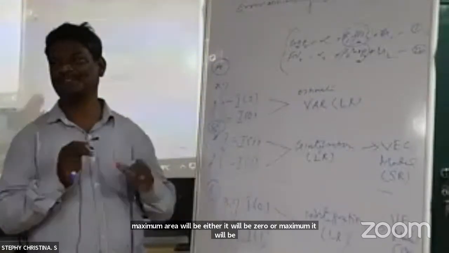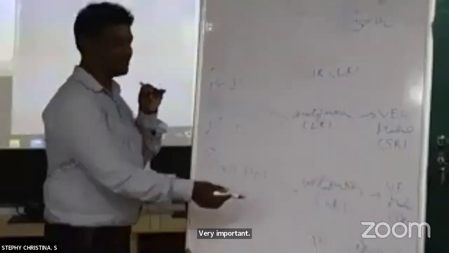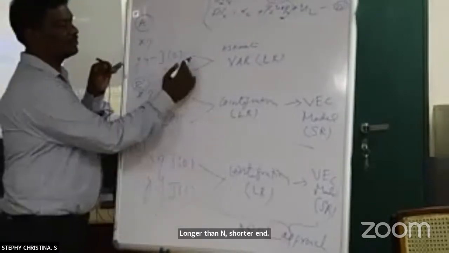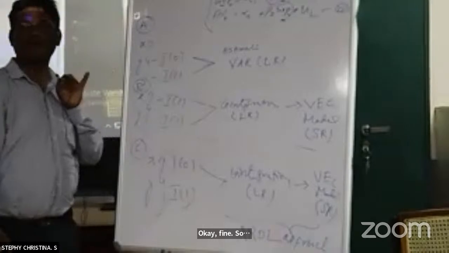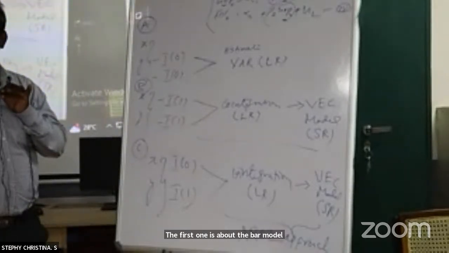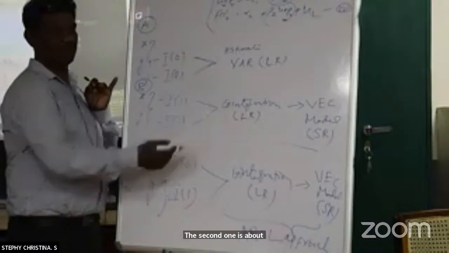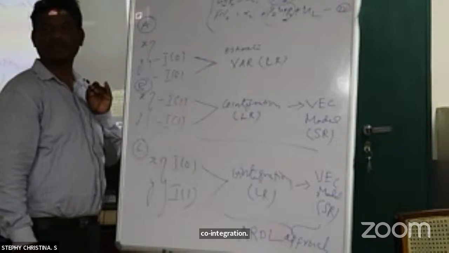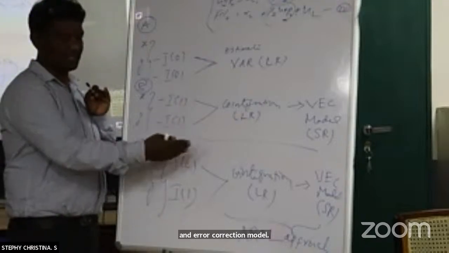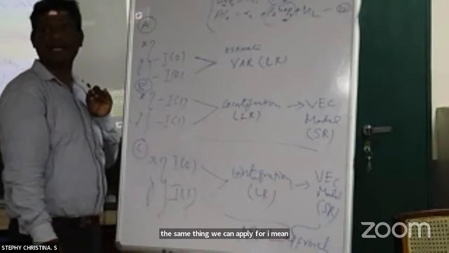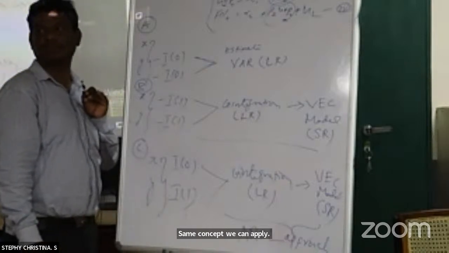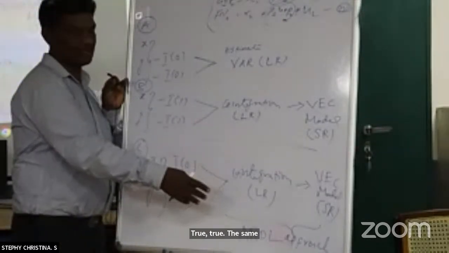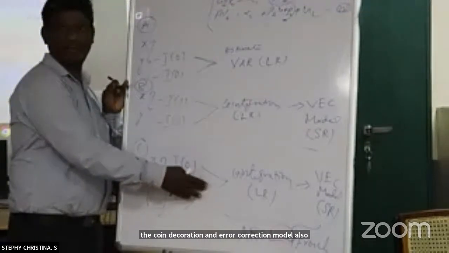Very important. Here also we can go with the long run and short run. Okay, fine. So the first one is about the VAR model. The second one is about co-integration and error correction model. The same concept we can apply in ARDL, where co-integration and error correction model are also estimated using the ARDL approach.